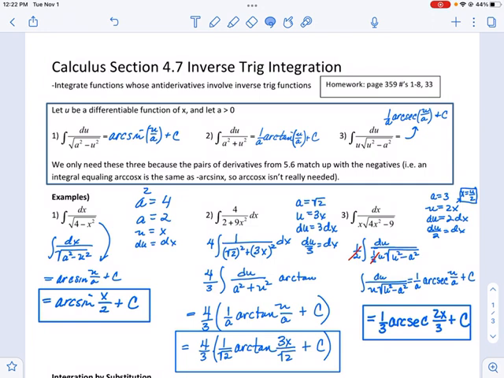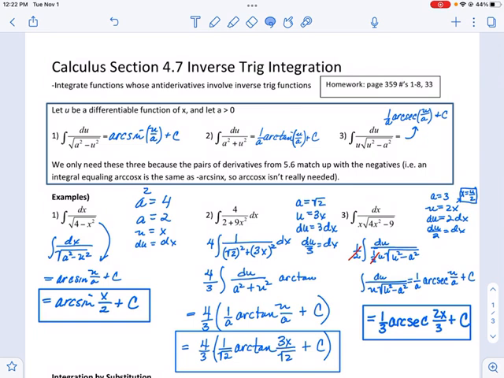You can see that we want to integrate functions whose antiderivatives involve inverse trig functions. So let u be a differentiable function of x, then let a be greater than 0, and we have our three integral formulas given for the arcsine, arctan, and arcsecant.